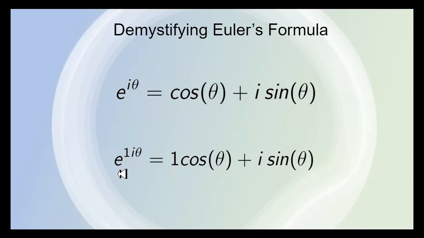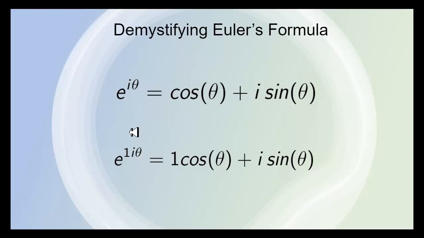So I think it's important when we're writing this formula that we put the 1 in here and we put the 1 in here. So now this formula is even more beautiful because it contains e, it contains the identity of the real numbers, it contains the identity of the imaginary numbers, and it contains a phase angle.